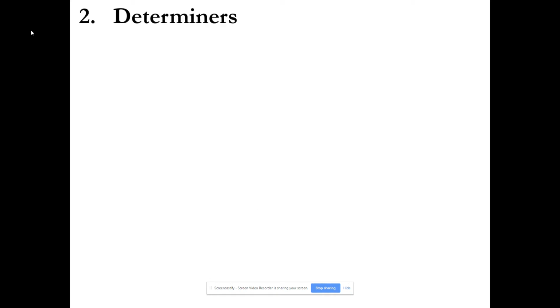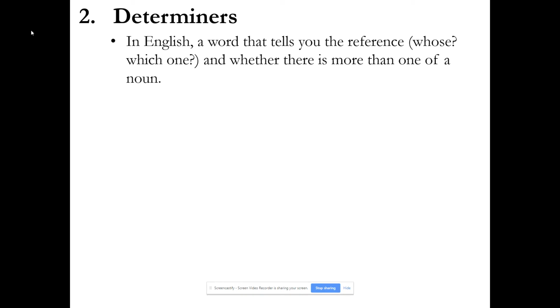Alrighty. Second part of speech, determiners. So in English, determiners are just words that tell you the reference of a word, and they also tell you whether there is more than one of a particular noun.